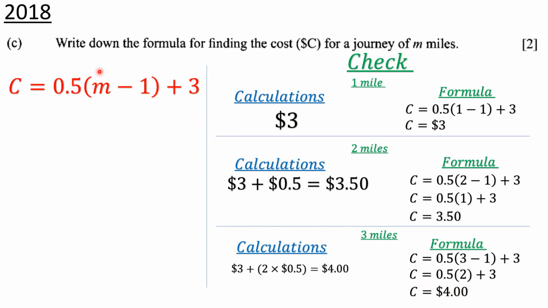You're going to take the amount of miles that you have, subtracted by 1, right? One less than the amount of miles that you are driving, multiply that by 0.5, and then add 3. Okay, that's the idea.